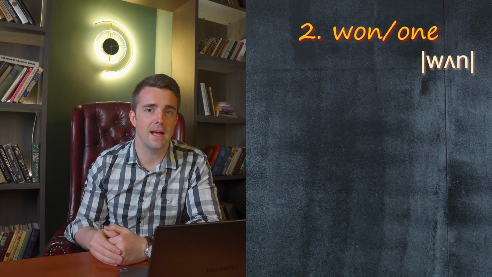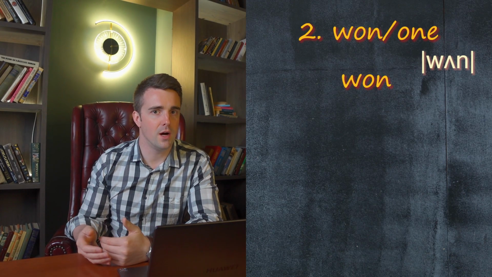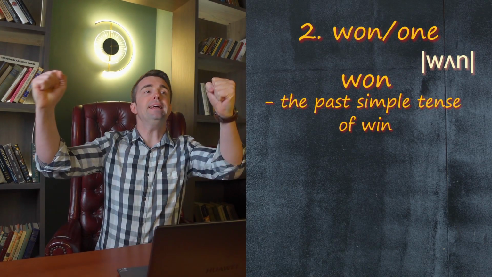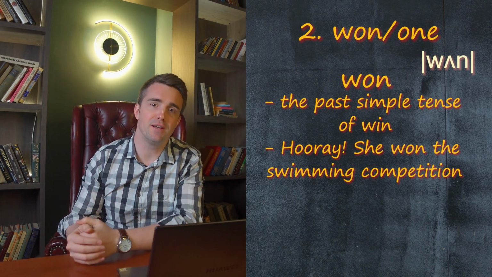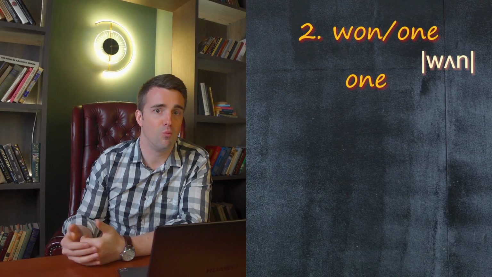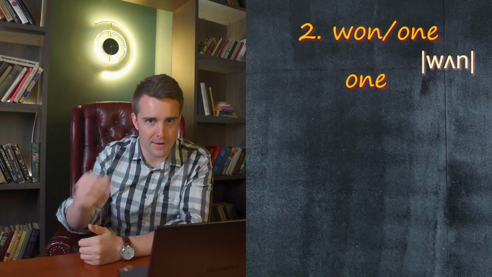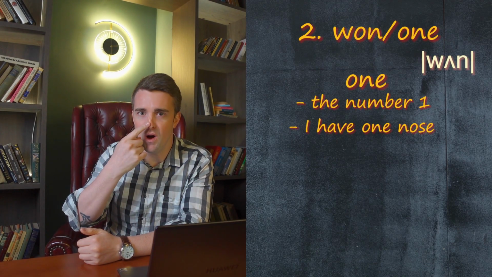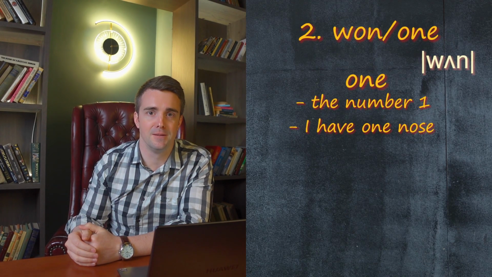Then we have one and won. Won is the past simple tense of win. For example, hooray! She won the swimming competition. And one, but pronounced one, is the number one. So for example, I have one nose, thankfully.